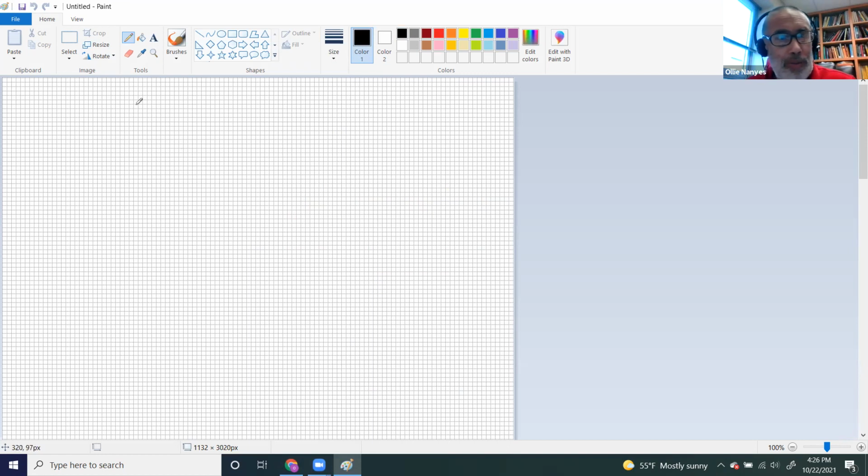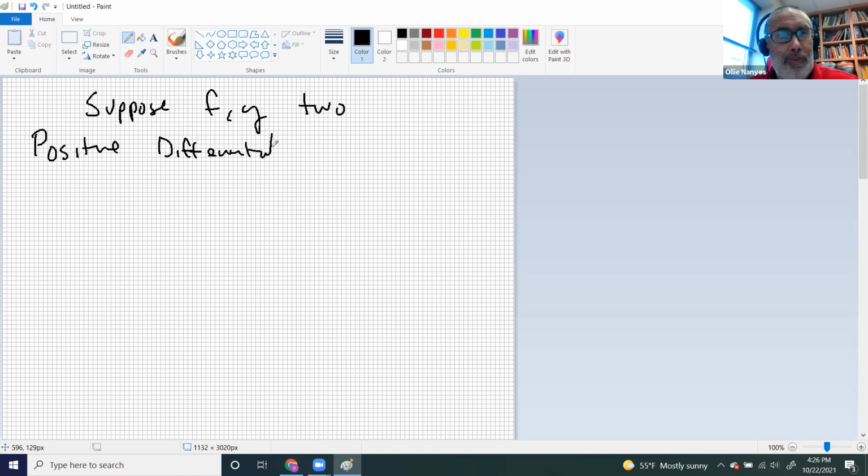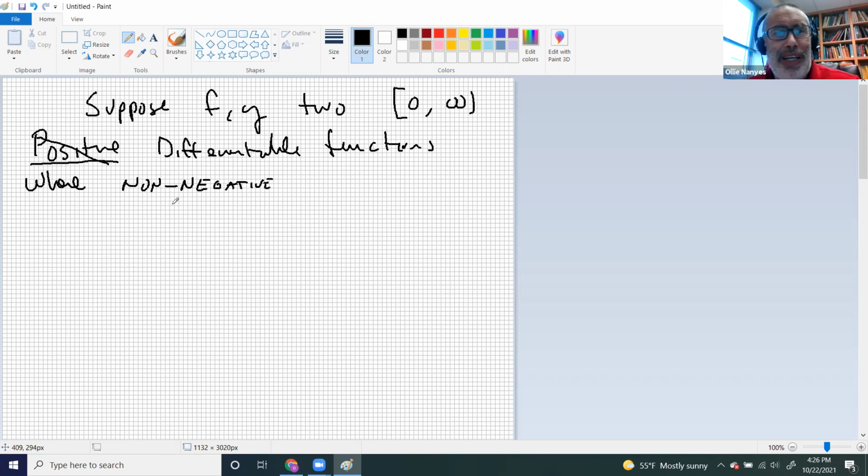So the question is, suppose we have f and g, two positive differentiable functions, where by positive I mean on the interval 0 to infinity, the non-negative x, okay, let's make that clear. Where the limit as x approaches 0 of f of x is 0, and the limit as x approaches 0 of g of x is 0. And again, I'm going to use from the right here.